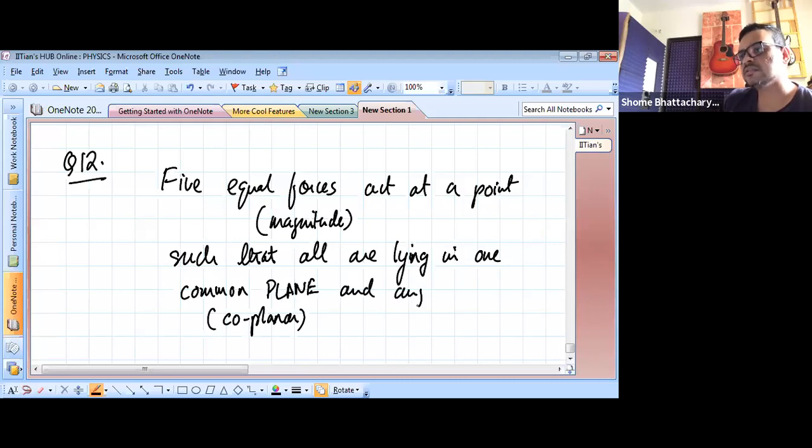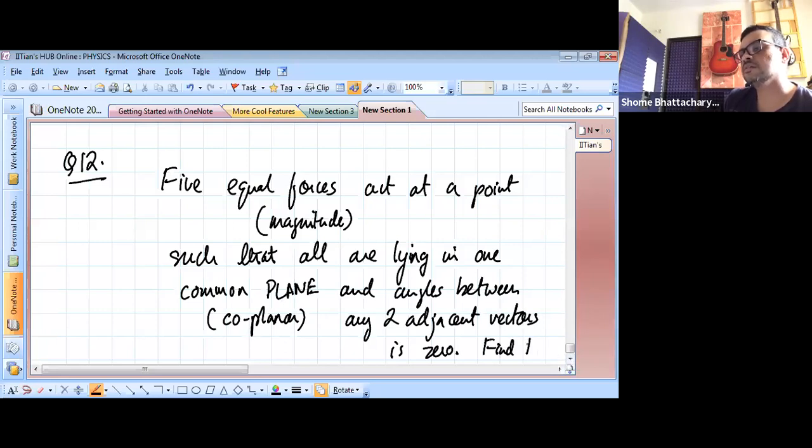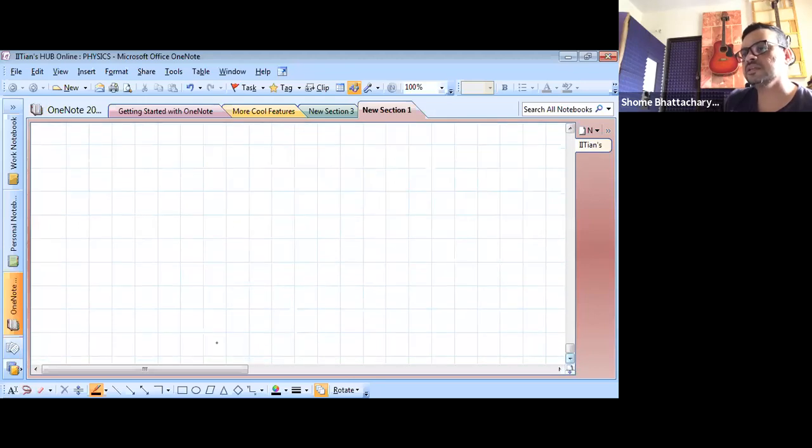the angles between any two adjacent vectors is 0. So we have to find their resultant. So let me explain the question in terms of a diagram. What it means is that at a particular point there are 5 forces acting.